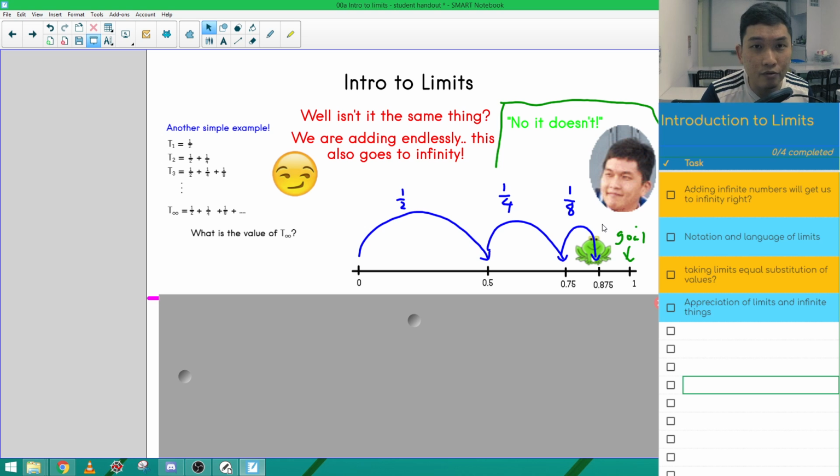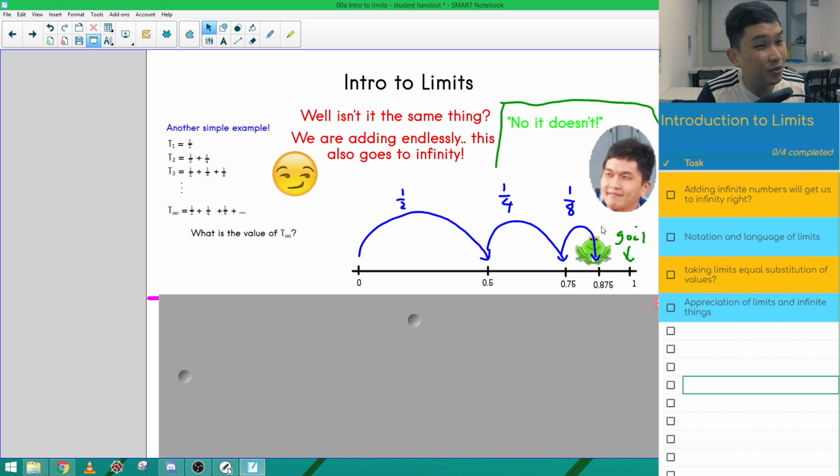Okay, I've got questions for you. Number 1, will this frog reach infinity? Apparently not. You can see, right? He's never going to reach infinity. If he's not going to reach infinity, where will he end up?